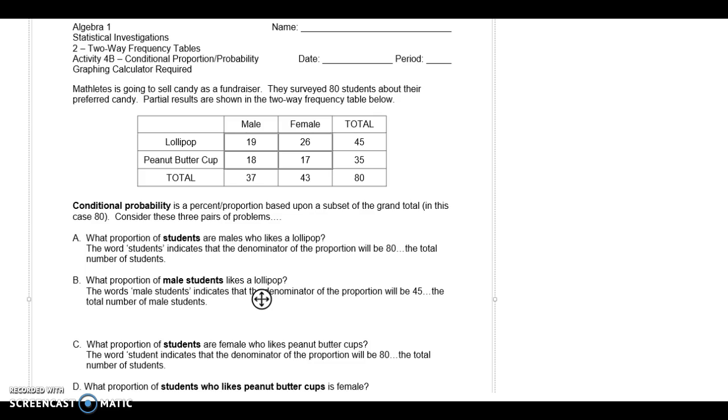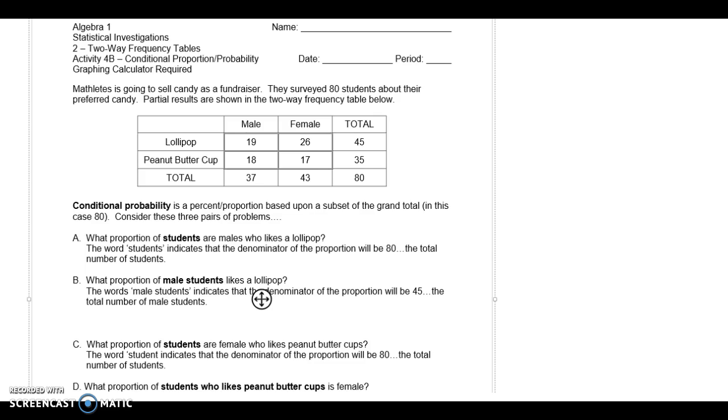So Mathletes is going to sell candy as a fundraiser. 80 students are surveyed. We got our two-way table there. A conditional probability is basically if we don't want to look at the entire population. If we want to just isolate, let's say, females or those that like peanut butter cups or whatever. It's not the entire population. The key is reading it and making sure we know what population we've got.